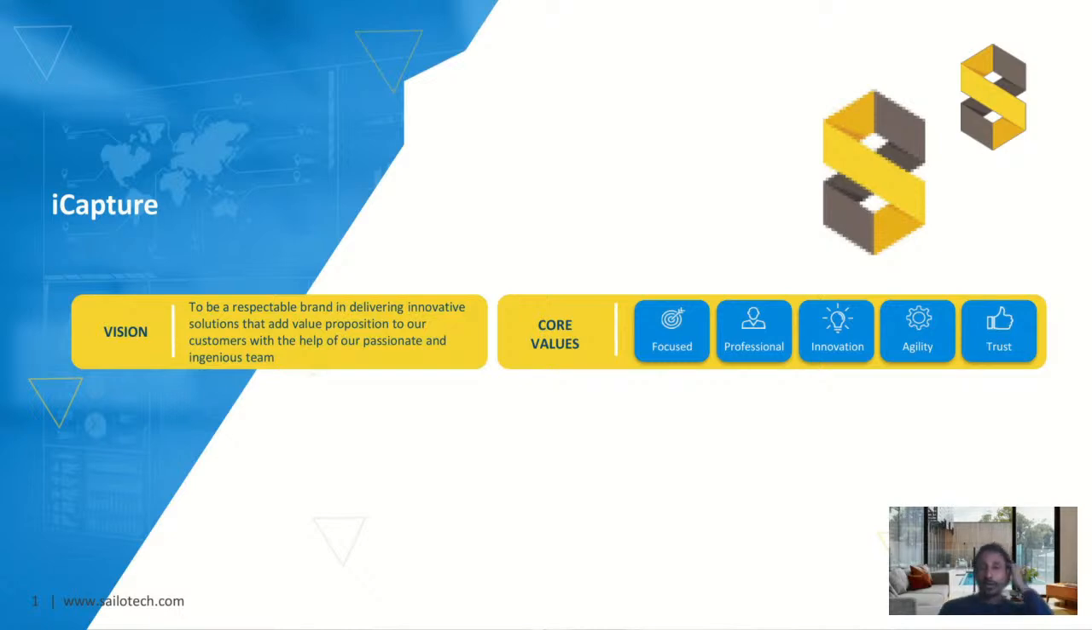This is Krishna Chekuri from Sailotech, and the topic of the webinar today is iCapture, which is one of our flagship products that we have developed at Sailotech, along with other products. I'm going to talk about iCapture and what it has to offer on a high level, and go into a little bit of what it actually does.